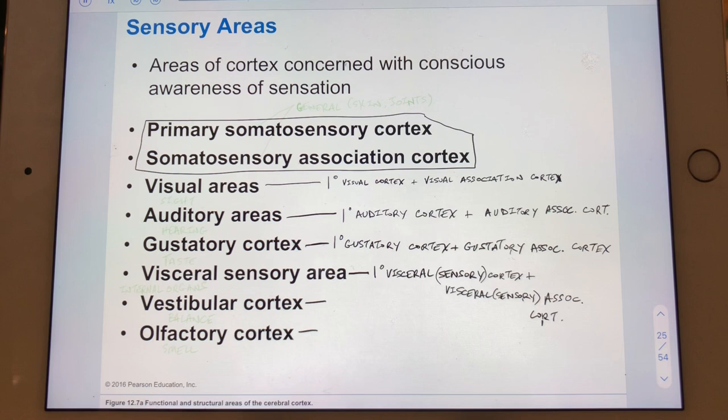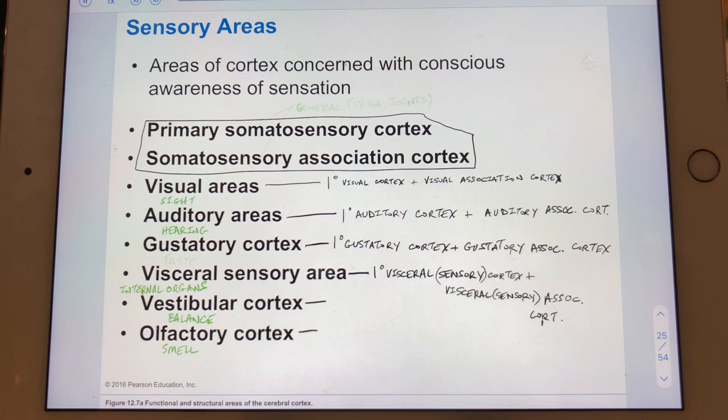Olfactory, smell. Vestibular, balance. Visceral, honey, you know that one. Having to do with organs, internal organs. Deep organs, if you like. Gustatory, I'm gonna leave it blank and we're gonna see if you can figure it out. Auditory. Hearing. Visual, duh. Sight, okay.